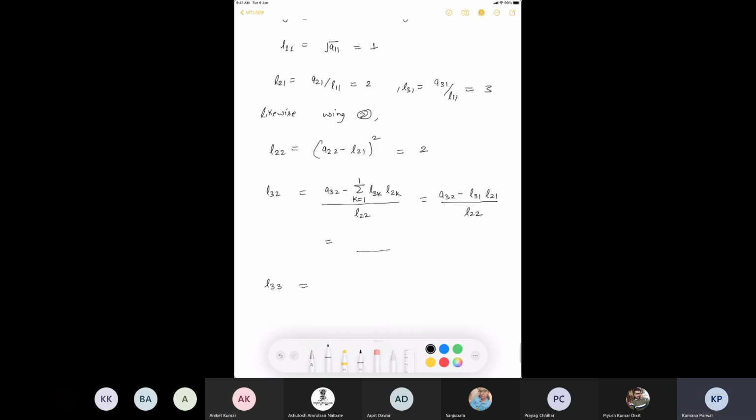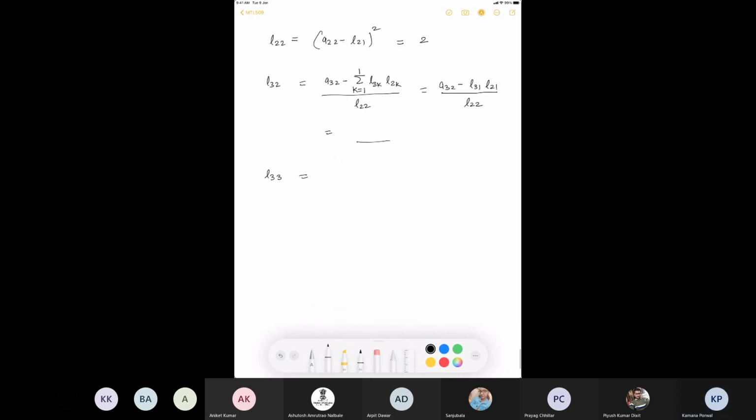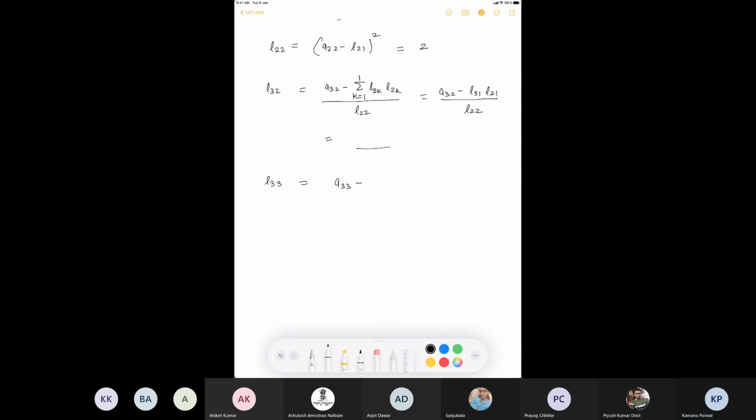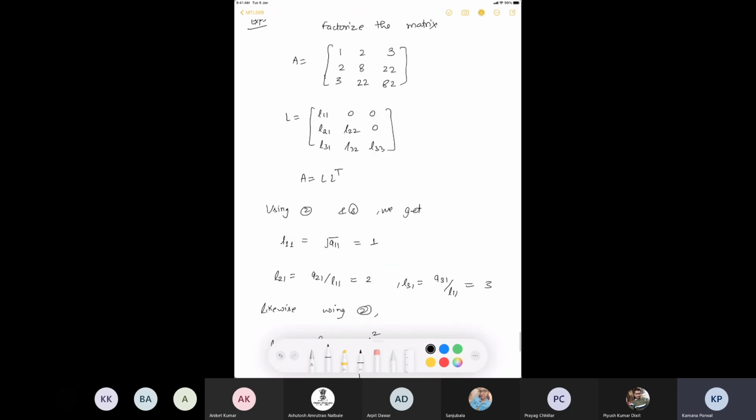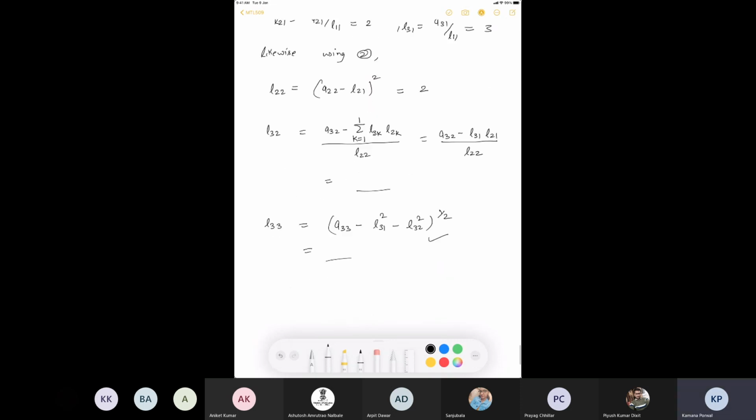So this is going to be, you use 2. So A33 minus, we will have summation L_ik, k is running from 1 to 2. So this is going to be L31 square minus L32 square root of this. Okay, and you can find this entry as well. So once you have found this, you actually have computed the matrix L, and A has this representation L into L transpose. Okay, so is it clear?